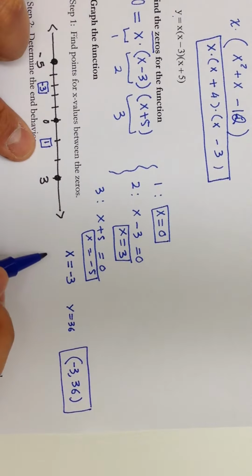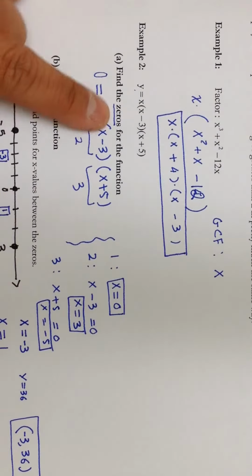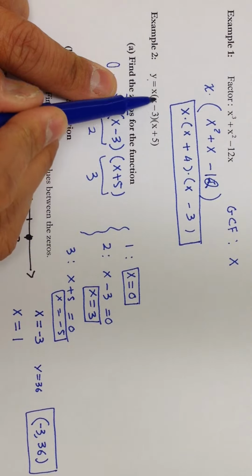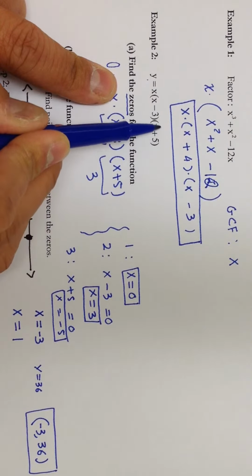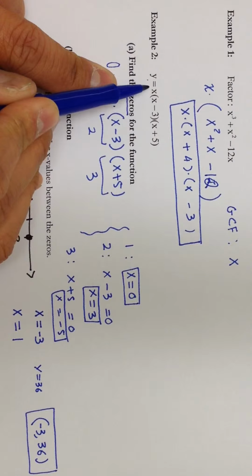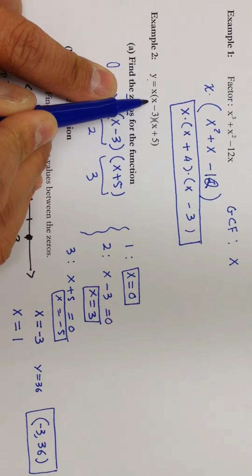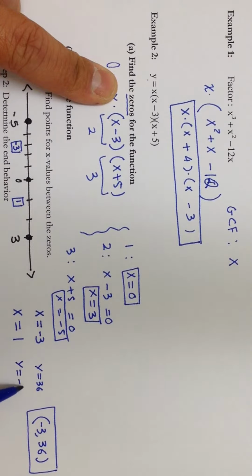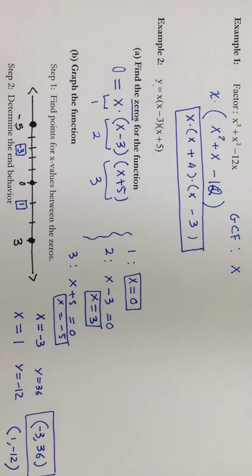Do the same thing for x equals 1. Plug that in there. I'm going to have 1 times -2 times 6. So 1 times -2 is going to be -2, times 6 is going to be -12. So y equals -12. My other point is (1, -12). Awesome.